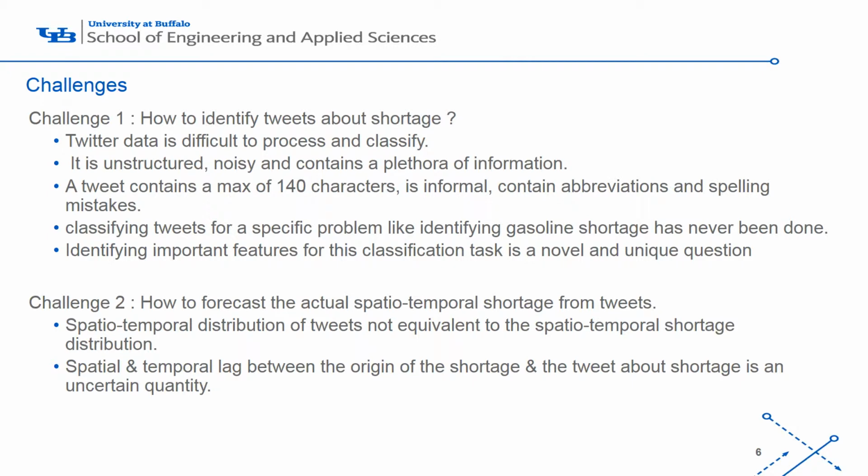Our second challenge was how to forecast the actual spatial temporal shortage from tweets. So how do we actually do that? There are two technical issues. The spatial temporal distribution of tweets is not equivalent to the spatial temporal shortage distribution. That could be one issue. And the spatial and temporal lag between the origin of the shortage and the tweet about shortage is an uncertain quantity, because a person may not tweet exactly at the point where the shortage was. Maybe they tweet a little bit later, and we don't know. There could be a time lag. There could also be a tweet in a different place. So these are some issues.